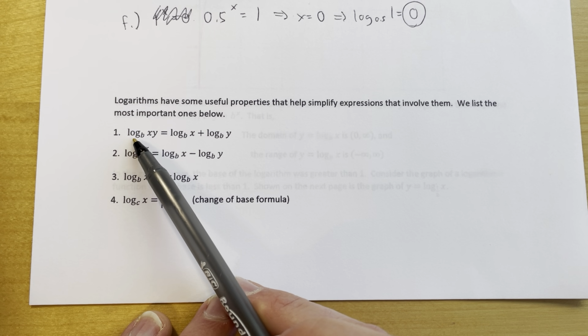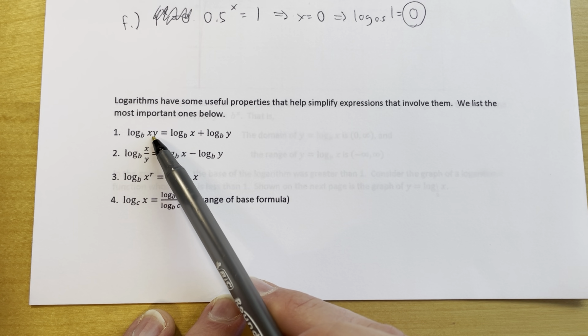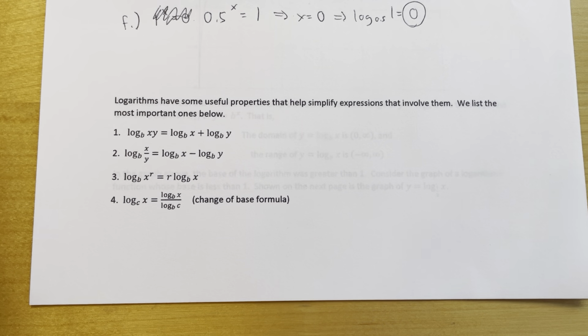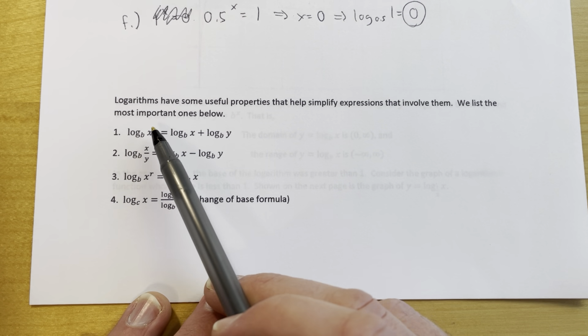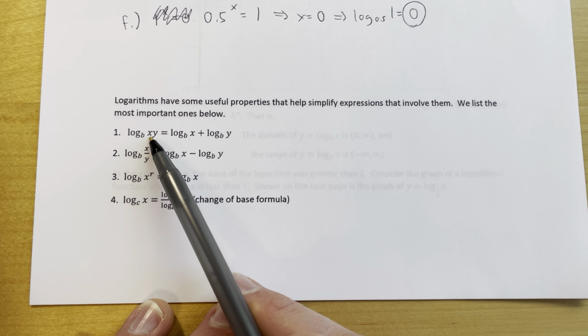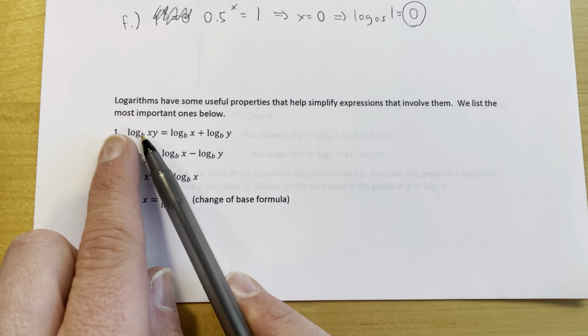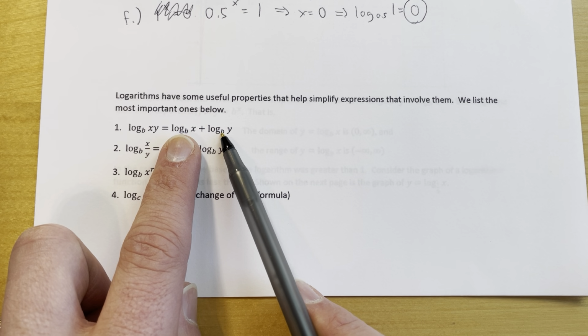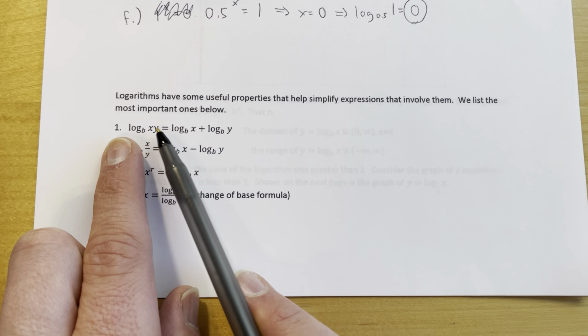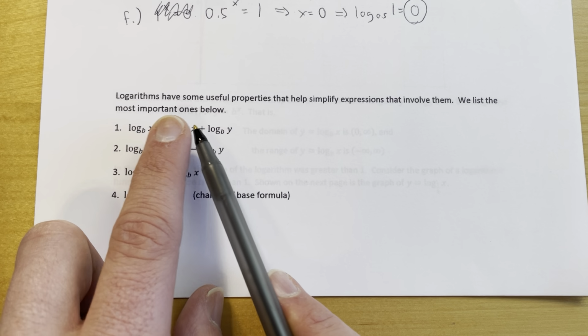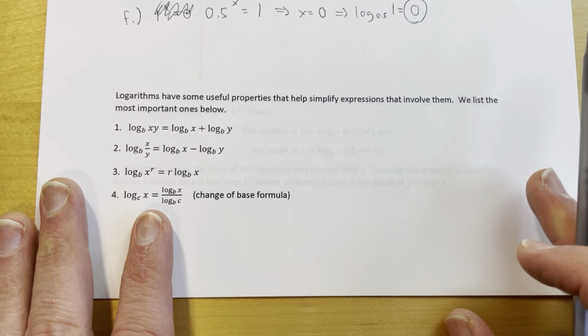The first one, if you have a log with any base of an argument that's a product of two things, x, y, but it could also be like 3x or whatever. There's lots of different variants on this. This is the same thing as log base b of x plus log base b of y. Notice I can take it and split it into two logarithms that are added. So multiplication in your argument turns into a sum of logarithms.